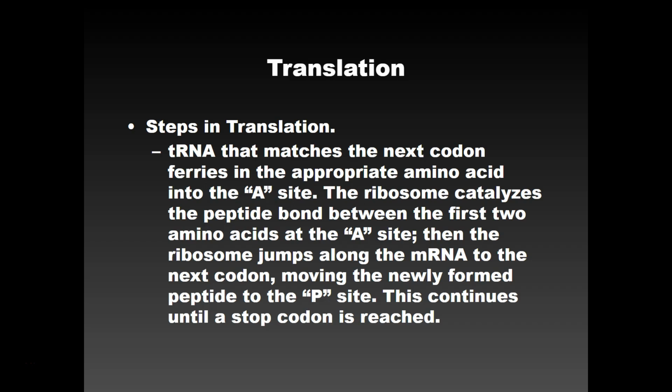The tRNA that matches the next codon brings in the next amino acid, and it binds to the A site. So remember, you had those E, P, A binding sites, and the tRNA is going to bind to the A site, and the ribosome is going to catalyze the peptide bond between the first two amino acids at the A site. Then the ribosome is going to move along the mRNA to the next codon. It's going to move the mRNA along, and the newly formed peptide is going to go from the A site to the P site.